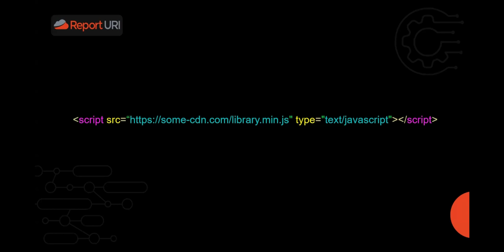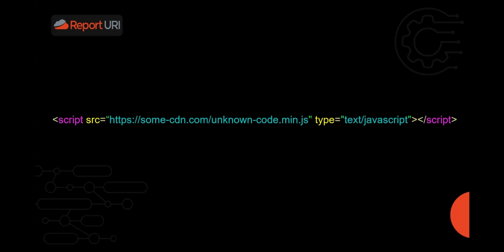So really at this point, we can think of this library.min.js as really like unknown code. We know that we're loading it from somecdn.com and that we have said they are an approved supplier of JavaScript, but we still don't really know exactly what we're going to get from them.